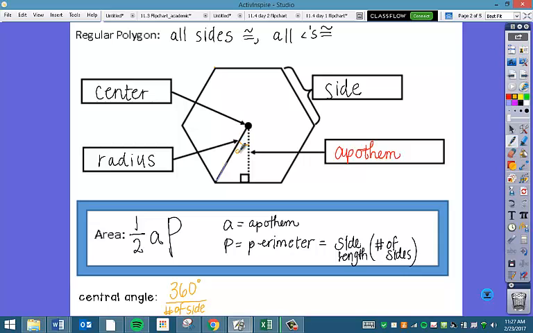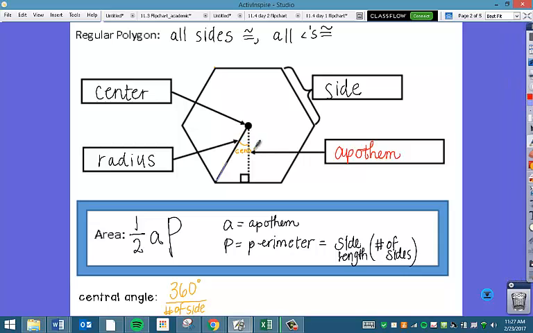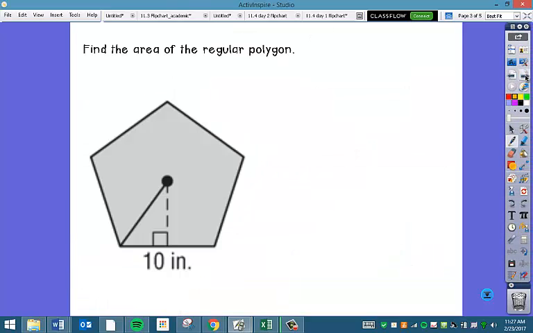So this is my central angle, and this is my central angle divided by 2, half of my central angle. So I find my central angle by taking 360 and dividing it by the number of sides. And then once I know my central angle, I'll divide it by 2, and that will give me the measure of that angle. So let's work an example.